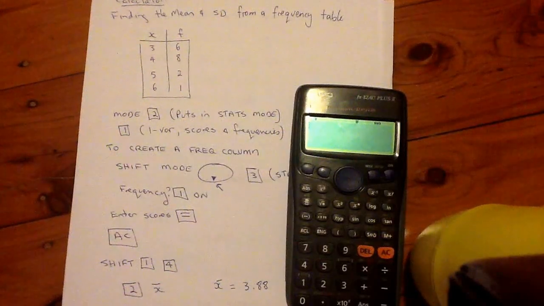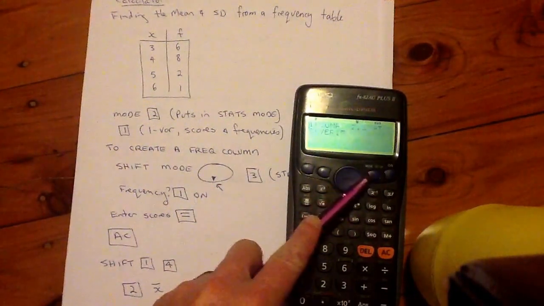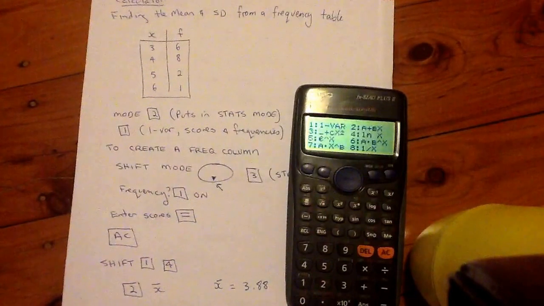Going to use the calculator to find the mean and standard deviation from a frequency table. You need to press mode 2 to put it into stats mode. Again, we're just working with one variable. We're not comparing scores, not comparing two things, we're just working with one thing, such as number of cars passing an intersection, number of rainy days.